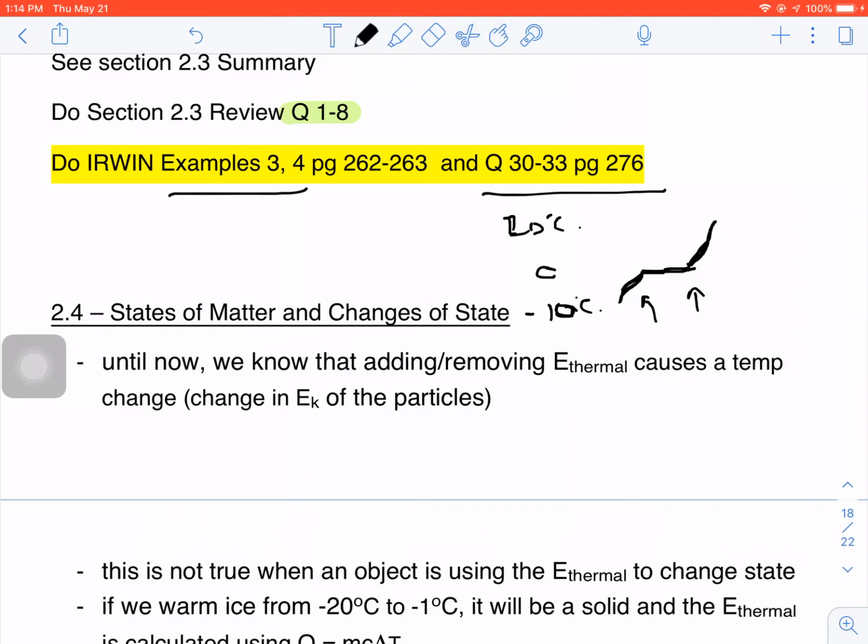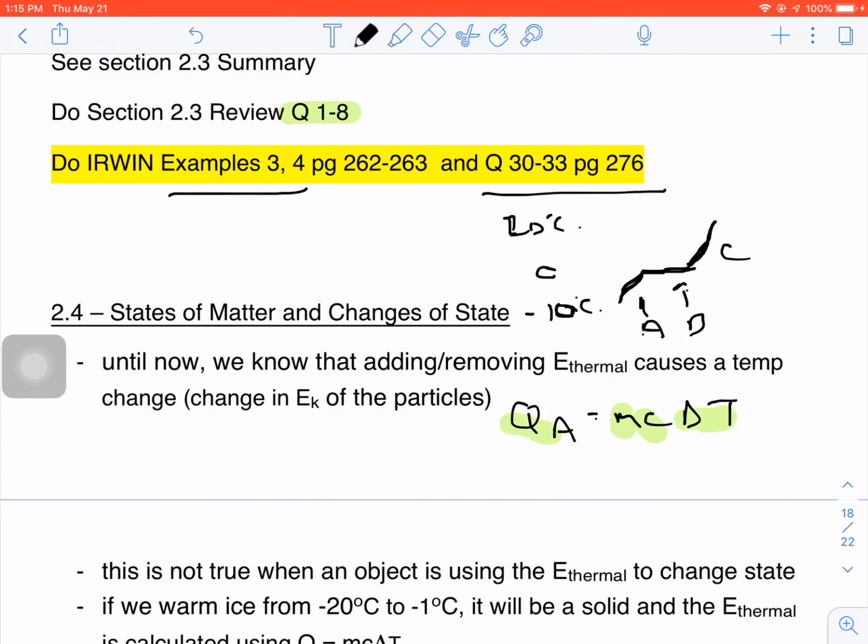So 3 things had to happen here. Let me just erase this arrow for a second. So I've got 3 things happening here: A, B, and C. I know that in A, there's a temperature change. I know that it's ice, which has a different C value than water. So I'm going to have to look up my C value, and I know what the mass is for my block. So I can calculate QA.